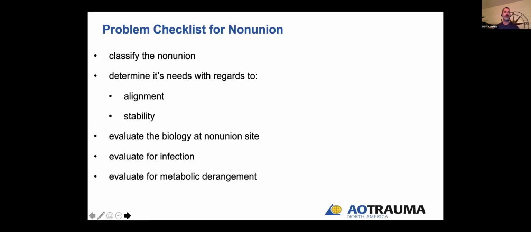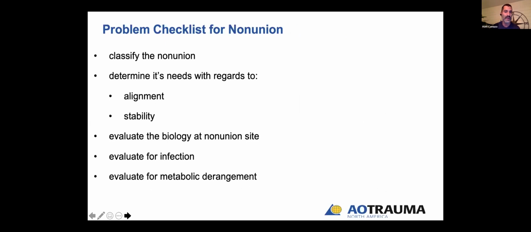And so I've developed this checklist for all the non-unions that I take care of. I first try to classify it, and if you compare the way that I classify it to someone else, mine might say oligotrophic, others may say it's hypertrophic. It doesn't matter that you agree. It matters that you've looked at it and tried to classify it, because that tells you that you're trying to understand the non-union, why it happened, and then address those specific needs with regards to alignment and most specifically stability and biology at the non-union site.